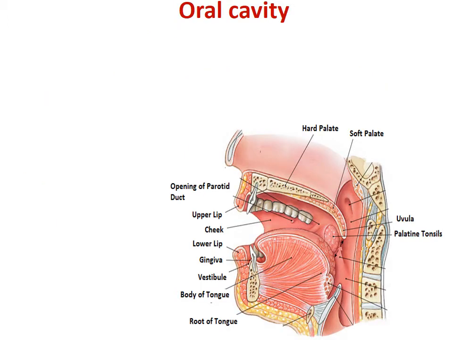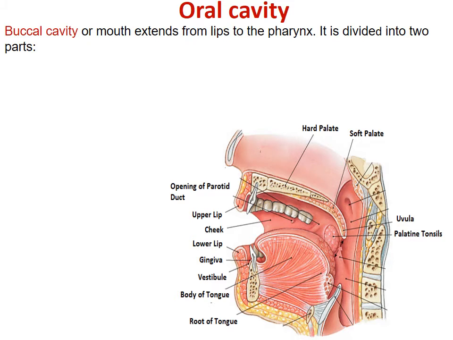This slide shows the oral cavity, the buccal cavity. Buccal, in medical terminology, you have studied this. Buccal means cheek. So the cavity of the mouth, the cheek cavity, extends from the lip to the pharynx. So the lip is this one. This is the upper lip, the cut section, and there is the lower lip, again the cut section. So this is the anterior most end, and the posterior end of this oral cavity is this opening that opens into the pharynx, and that part of the pharynx is called the oropharynx, because it is in relation to the oral cavity. It is divided into two parts.